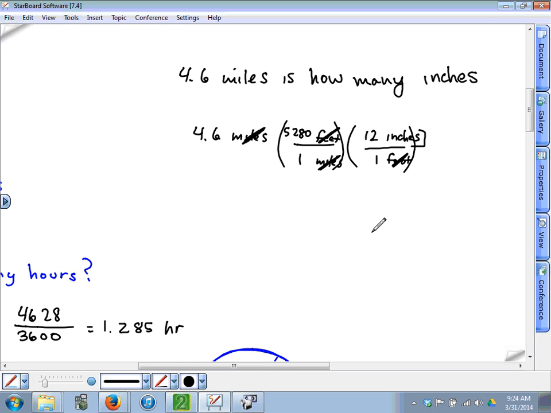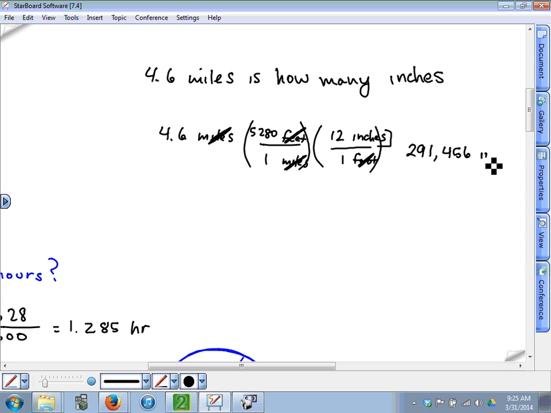So you would do 4.6 times 5,280 times 12. And then you would do that divided by 1. It's over 1. You don't need to divide it by 1. Just multiply everything straight across. Dividing by 1 doesn't change anything.